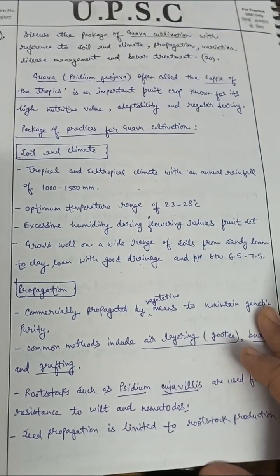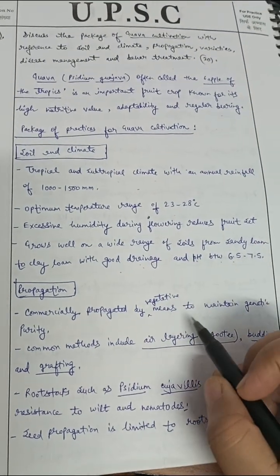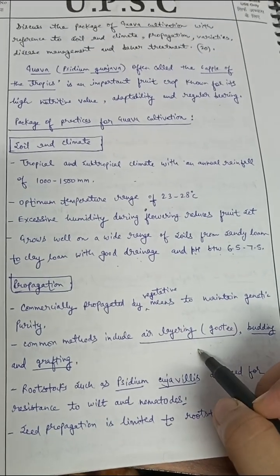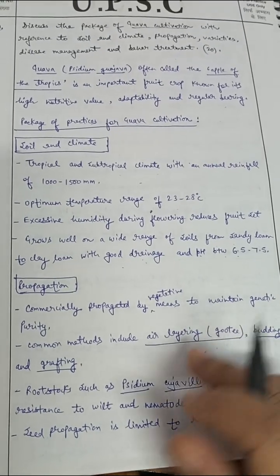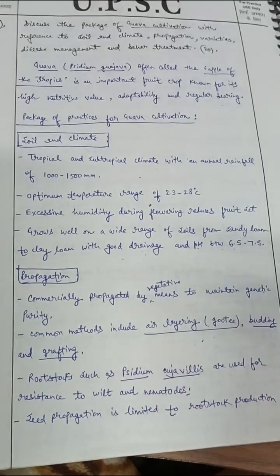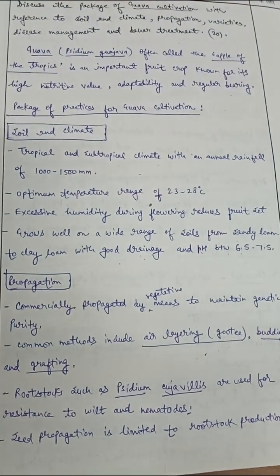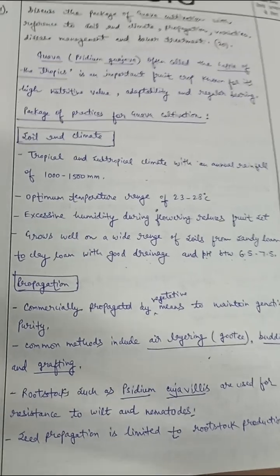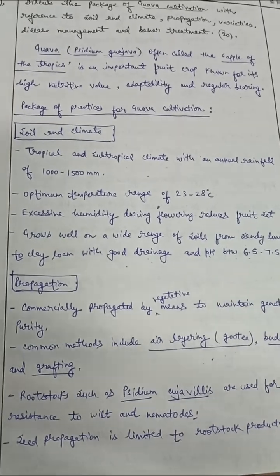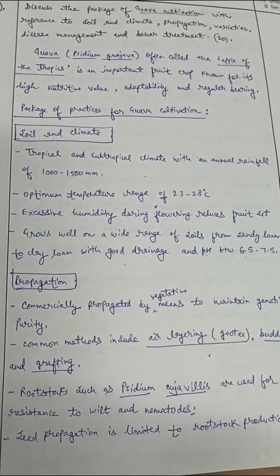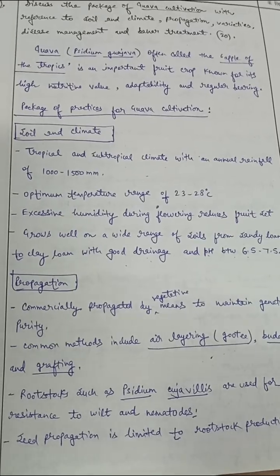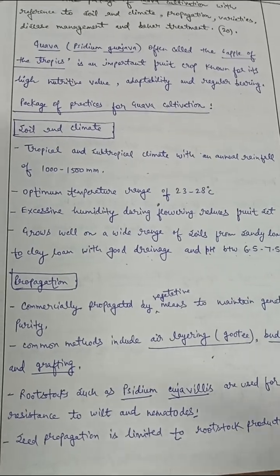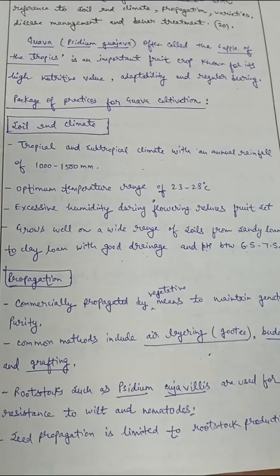Now propagation. Guava is commercially propagated by vegetative means, and the common methods include air layering, also called gootee, budding and grafting. So what we do in air layering, we cut the branch of a plant, and we apply soil around that, and we cover it, and after 30 days we will see that roots have grown from that. So we will cut that branch and we will grow it into the soil so that another plant can be grown. That is called air layering.